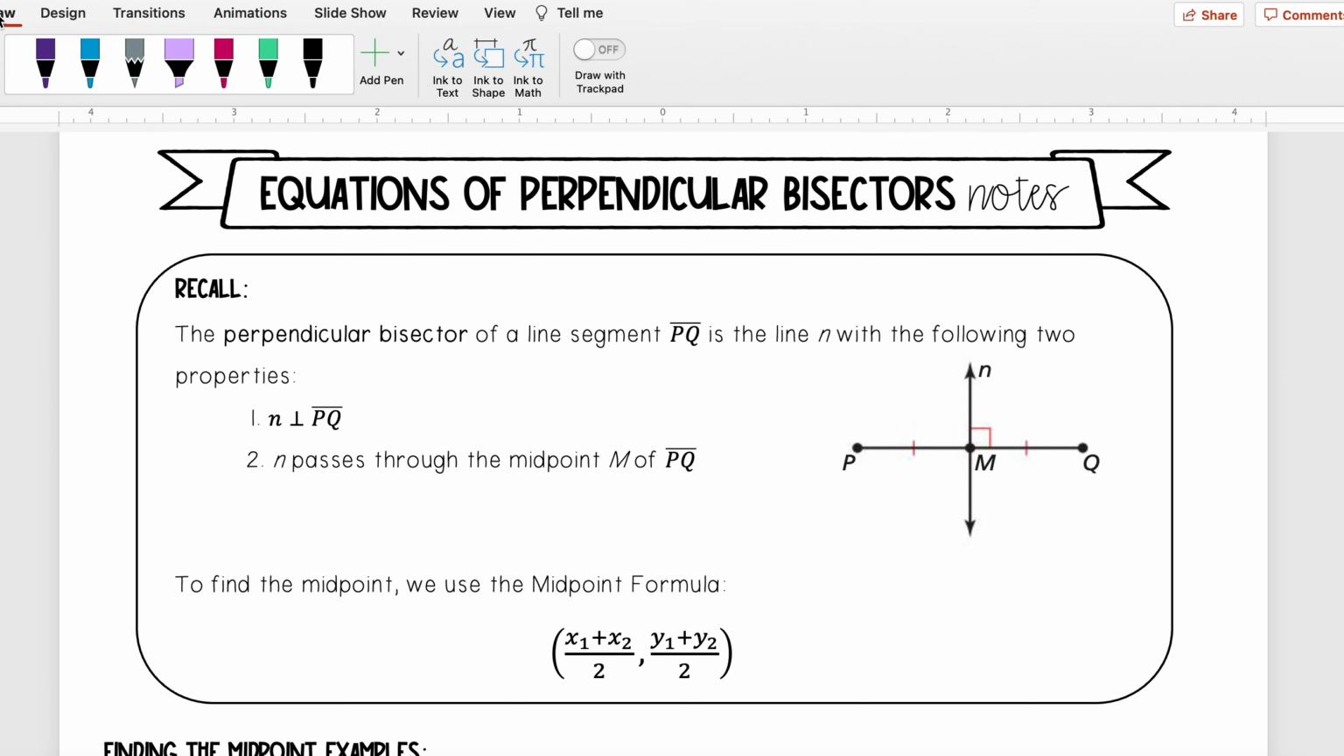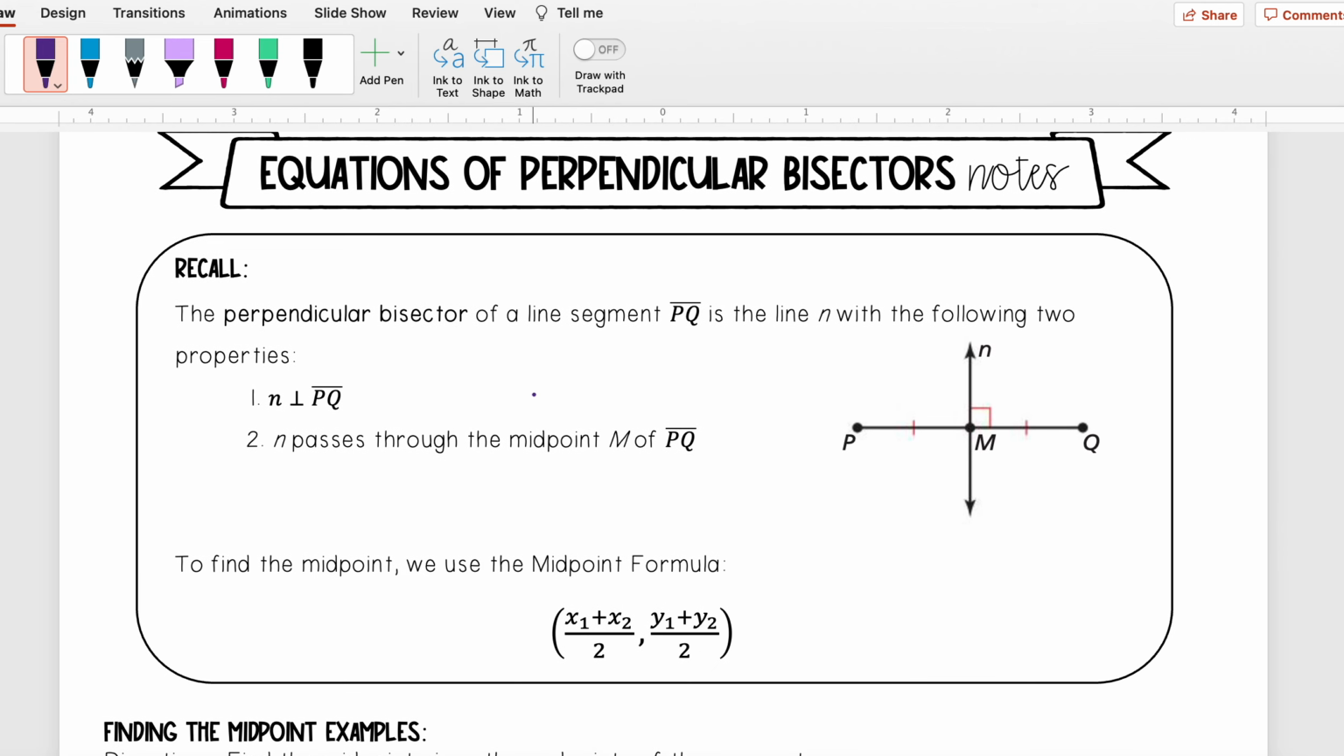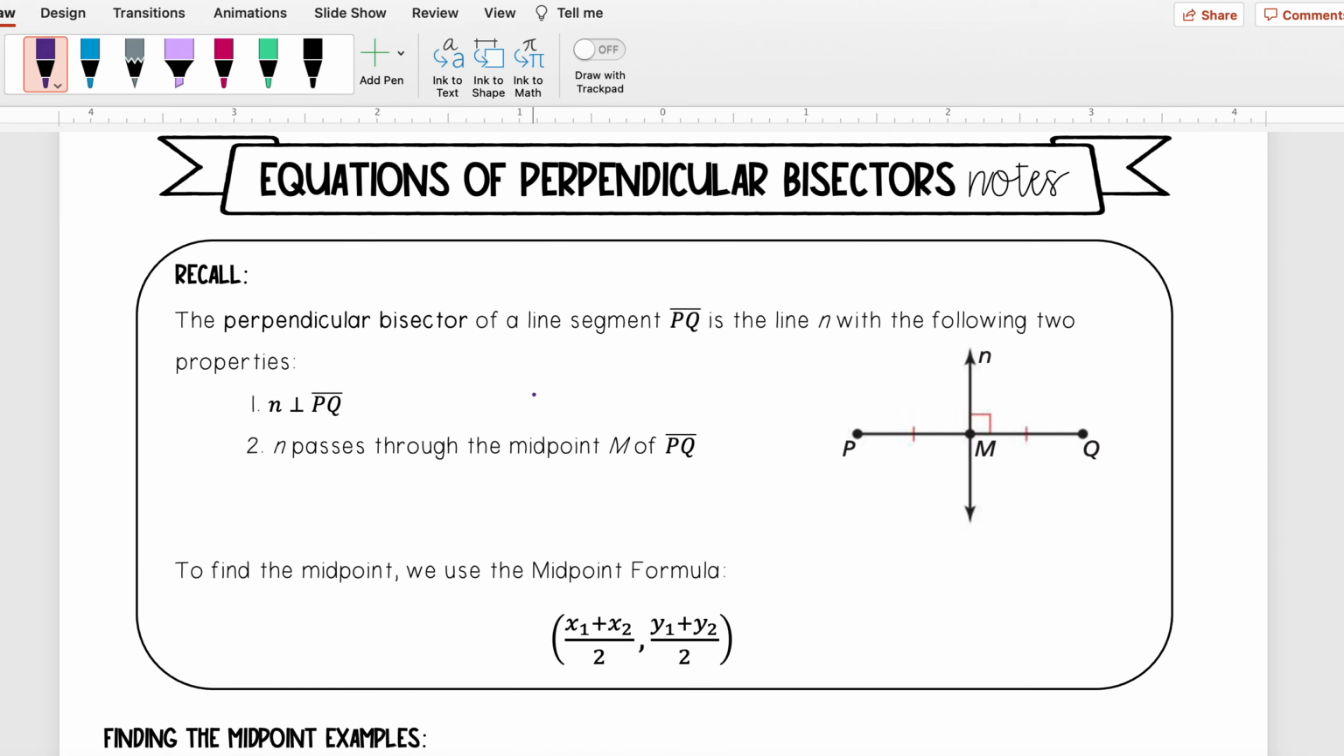Hello everyone, today we're going to be talking about equations of perpendicular bisectors. So really with this lesson we are combining everything that we have learned thus far into finding these equations. So first, in this first video, we're just going to be doing some review of things that we learned previously.